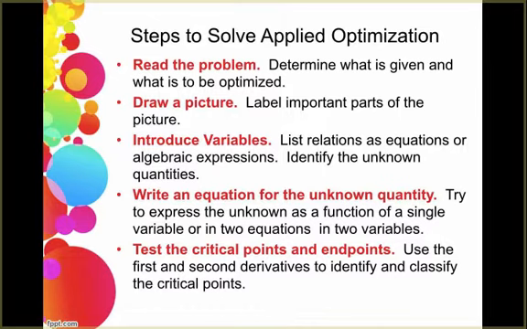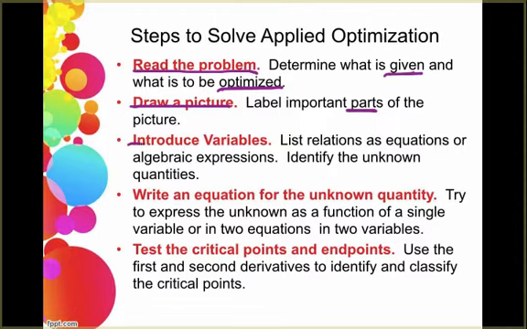The first thing that we're going to do is make sure that we carefully read the problem, and we want to determine what's been given to us and what we're trying to optimize. So you're looking for what is it you're trying to maximize or minimize. Second thing, if the problem is something that involves a geometric shape, try to draw a picture and label all the important parts of the picture. Sometimes those will be with numbers. Sometimes that may be in terms of a variable.